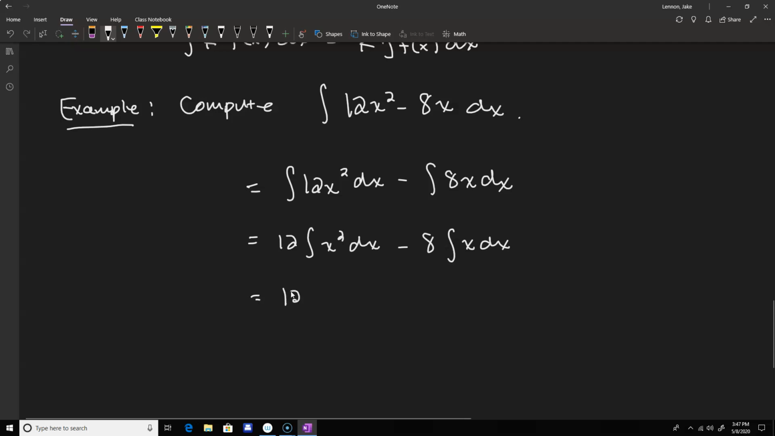So we would get 12 times x cubed over 3 minus 8 times x squared over 2 plus our general constant, and that would leave us with 4x cubed minus 4x squared plus a constant.